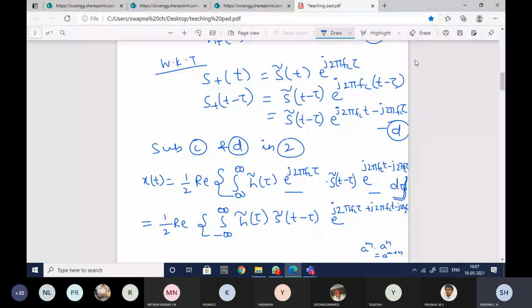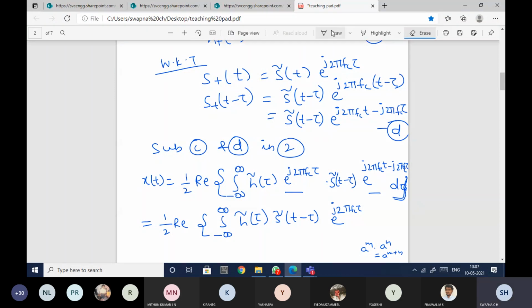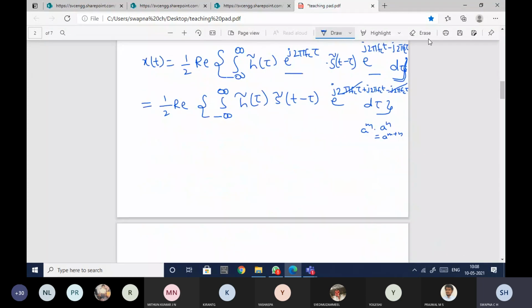Once again, let me write it again so that it will be properly visible. Plus j 2 pi fc t minus j 2 pi fc tau. Okay, this one and this one will get cancelled, and I'll be left with e^(j 2 pi fc t) only. So let me write this. This I'll erase.